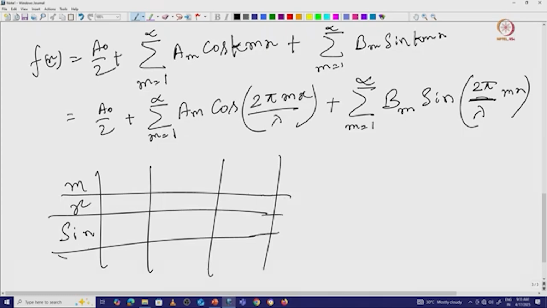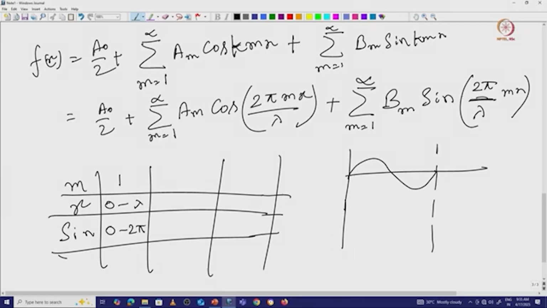We will get something like 1 when m equals 1. This wave will oscillate only once within that. So when it oscillates, it will go from 0 to lambda and the angle will be 0 to 2 pi. Okay. Then we are just changing the frequency.